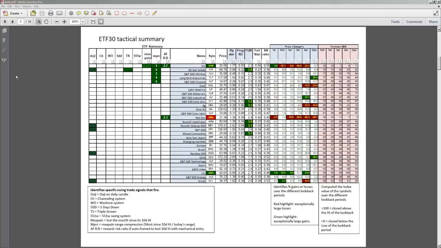Looking at the tactical summary for the ETFs. Next up, there's two that meet the auto framer reward to risk ratio. The VIX has a 2.7-to-1, and natural gas is 2.3-to-1. We have a triple screen and a doji setup here in U.S. real estate, which has a frog quality number of 3, so there's a lot of good reasons to be interested in U.S. real estate.